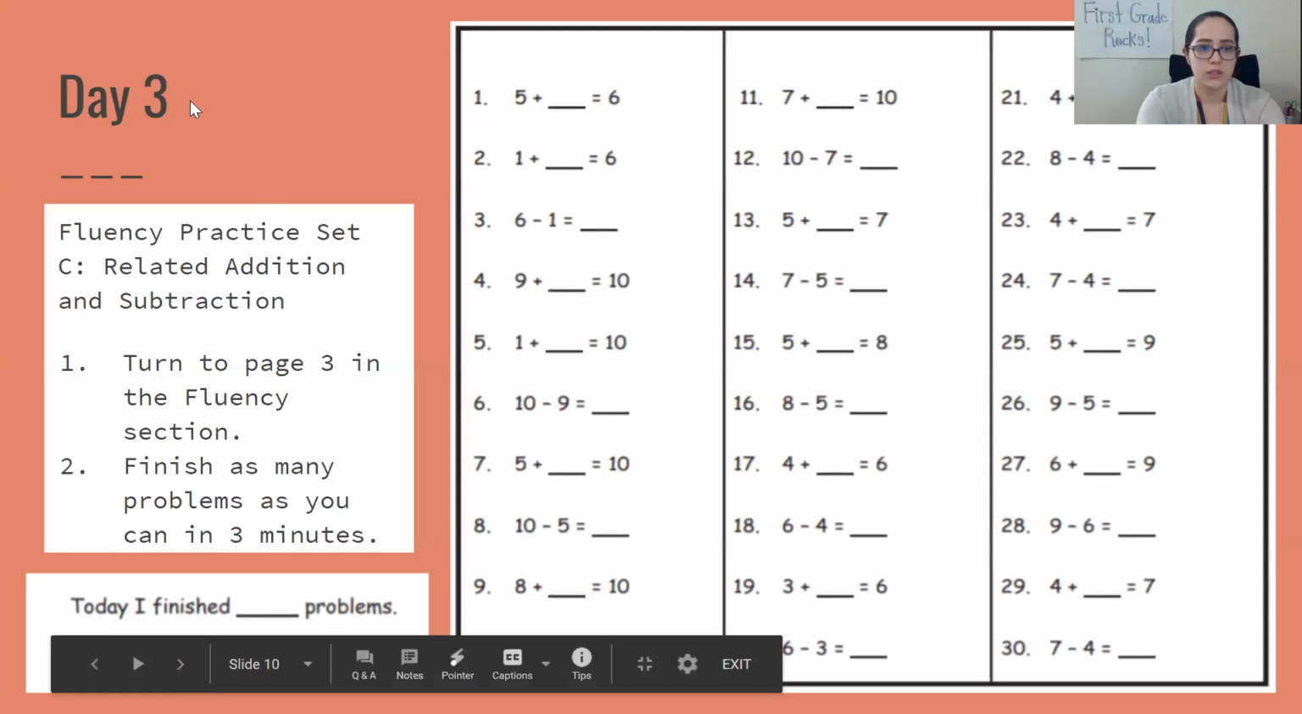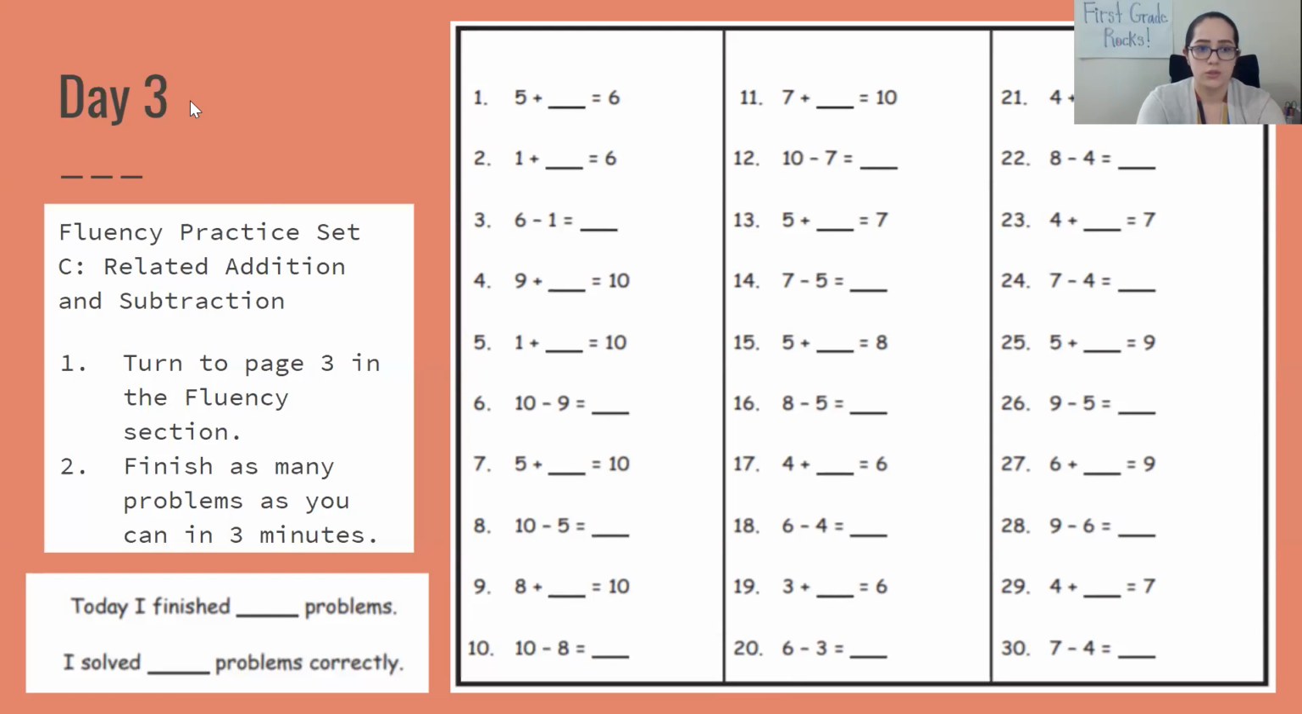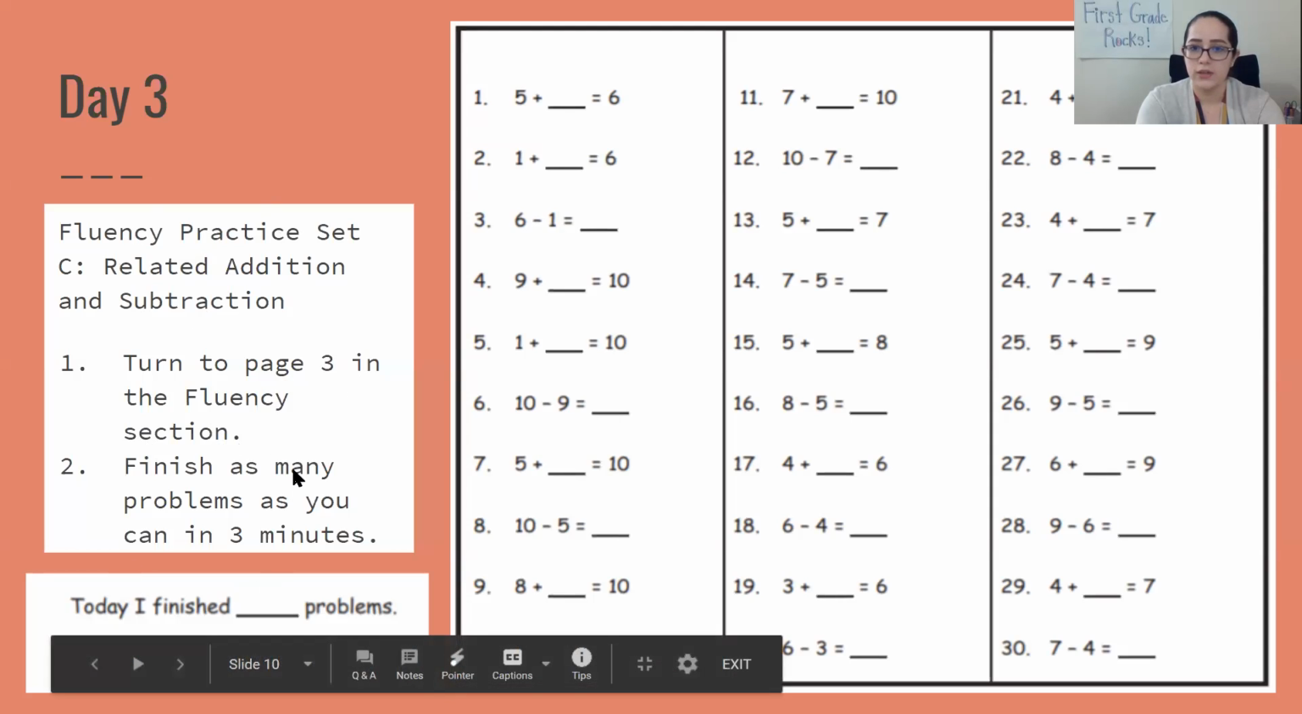All right, moving on to day 3. Students are going to complete the Fluency Practice Set C, and this is related addition and subtraction. So this is on page 3 of that fluency section in their book. 3 minutes to complete as many problems as they can. Write how many problems they finished, have them check their work, and write down how many they got correct.